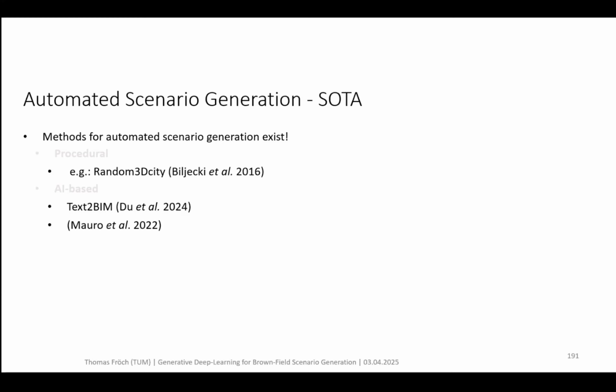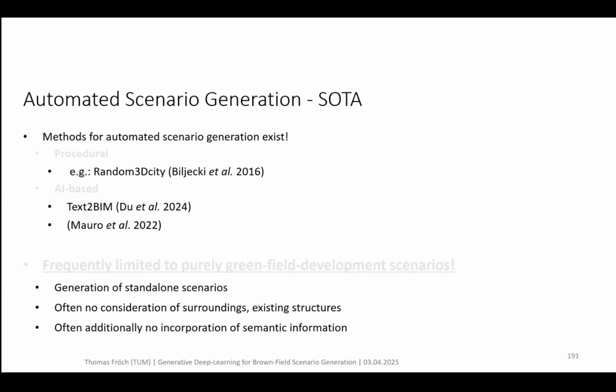However, there are certain problems with these approaches. The primary thing is that these are limited to purely greenfield scenario generation. So scenario generation where standalone scenarios are produced without considering existing surroundings in the generative process, which is of course crucial for urban planning because, I mean, the Hamburg HafenCity might be an exception, but in most cases you will have some connections. So you have roads to connect to, you have other buildings that a new one would match to, and so on and so forth. So seamless integration is something that should be considered in scenario generation more often.